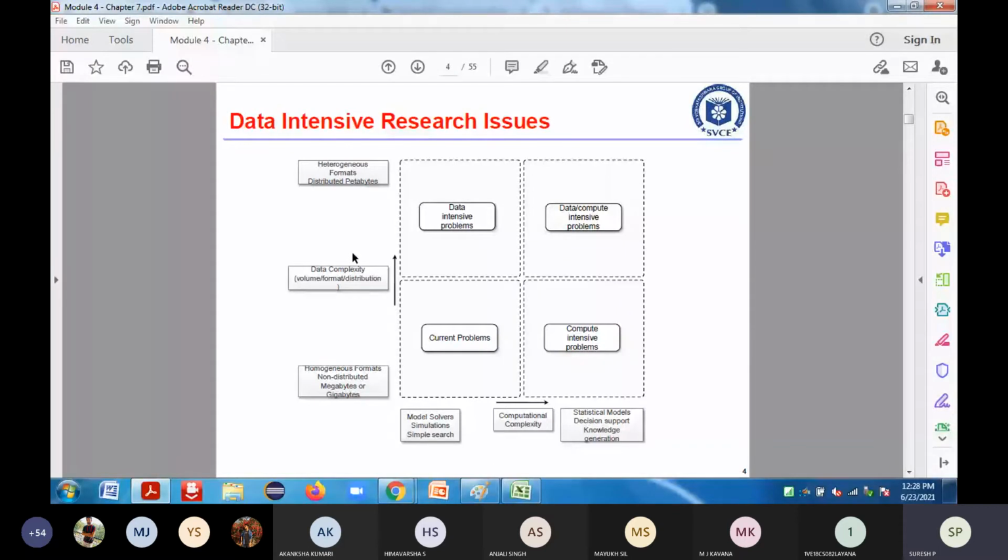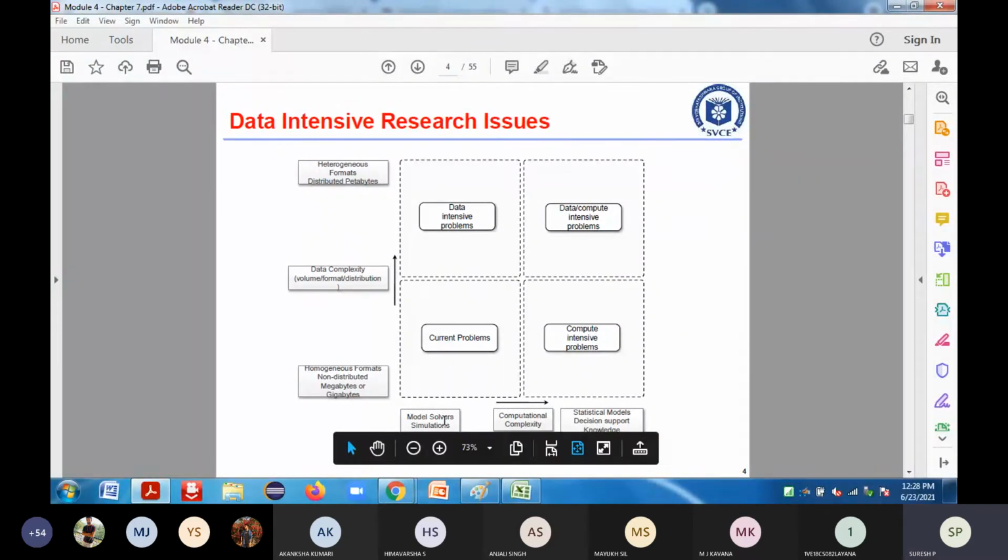I don't know in which form the data is there. In heterogeneous format, that particular data will be there, so whatever problem you face will be data intensive. The problem you have in that heterogeneous format is referred to as a data intensive problem. So for that, you have to handle the data or compute intensive problems, and more model and simulation will be there.